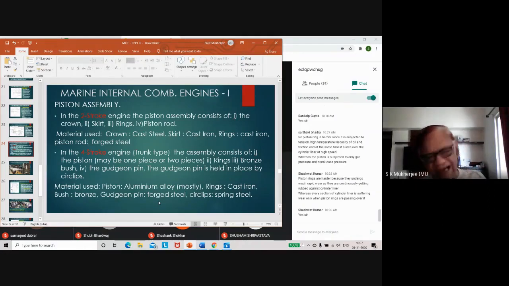Why can't it be made of mild steel or cast iron or cast steel or anything else? Why is it made of brass? That answer you give me later. Let us move on with our subject. Others will never get ahead.